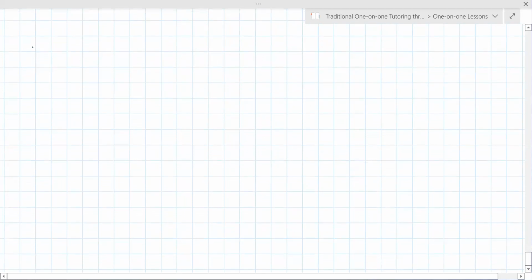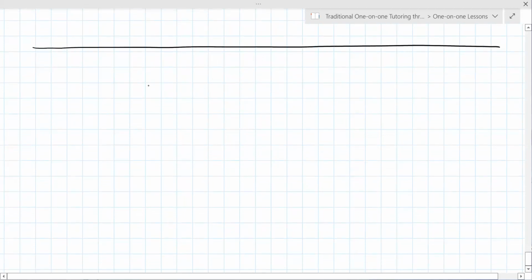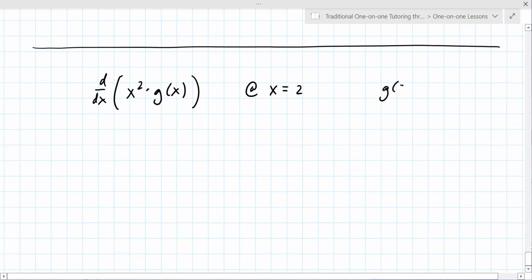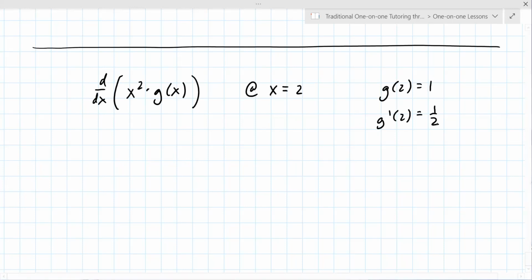So another use of the product rule was something like this: x squared times g of x, and it would be d/dx. What we want is at x equals 2, and g of 2 is 1, and g prime of 2 is 1/2. So this is another product rule problem, but you're evaluating it at a point. So give that a try, please, and see what you come up with.